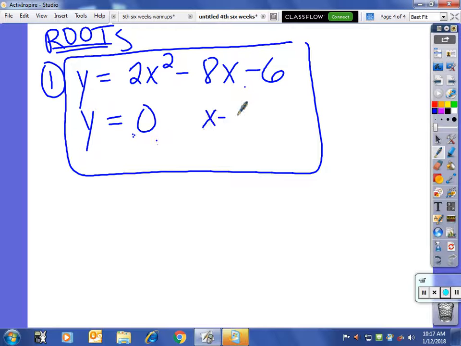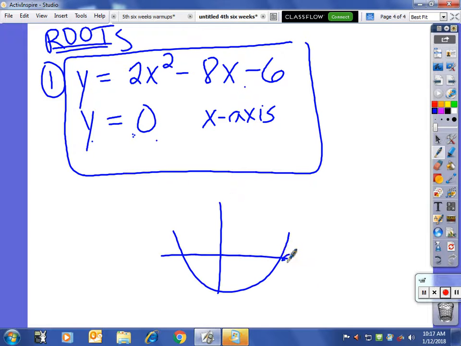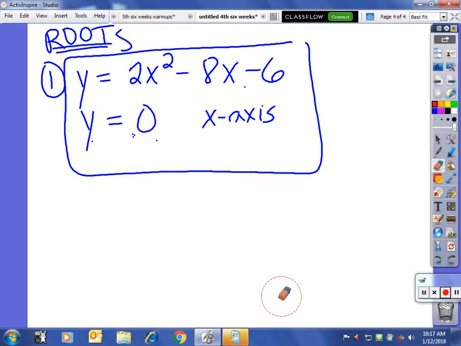It's the x-axis. The equation of the x-axis is y equals 0. So we're going to enter the equation for the x-axis, and we're going to enter our function rule, and we're going to see where those two things intersect, if they intersect. So put that into your calculator and look at a picture of it.